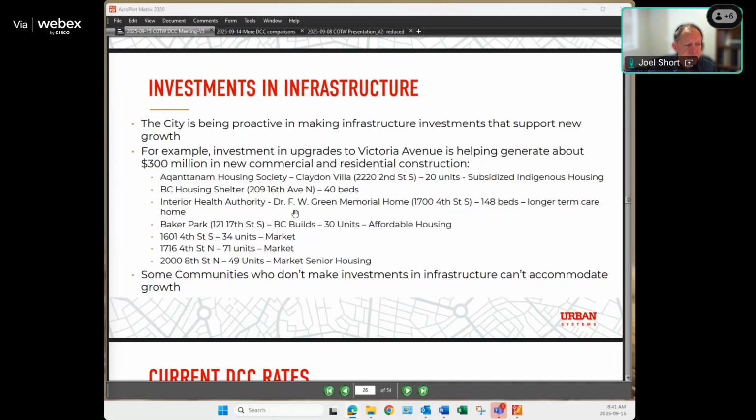Yeah. Councillor Popoff has a question. Yes, thank you, Mayor. So on this page you're showing the upgrades to Victoria Avenue, and you list a number of places, including the BC Builds on Baker Park. But I was kind of hoping to see Baker Park, the actual 2-3 acre property, also now qualifies for development. Where are we at with Baker Park for future development as it relates to the infrastructure needs? I'd need to let staff answer that question.